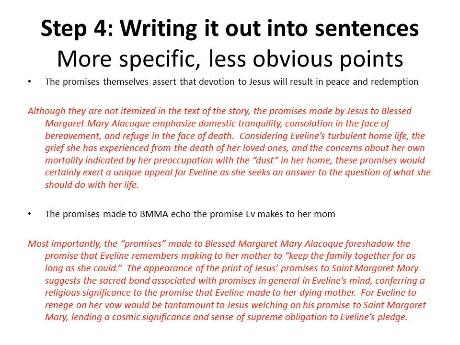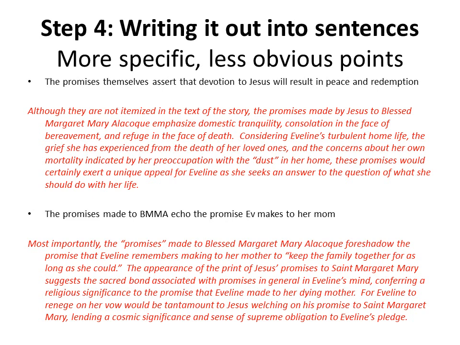Although they are not itemized in the text of the story, the promises made by Jesus to Blessed Margaret Mary Alacoque emphasize domestic tranquility, consolation in the face of bereavement, and refuge in the face of death. Considering Eveline's turbulent home life, the grief she has experienced from the death of her loved ones, and the concerns about her own mortality indicated by her preoccupation with the dust in her home, these promises would certainly exert a unique appeal for Eveline as she seeks an answer to the question of what she should do with her life. And then finally, probably my most complicated and most important point is my last one, that the promises made to Blessed Margaret Mary Alacoque echo the promise Eveline made to her mom.